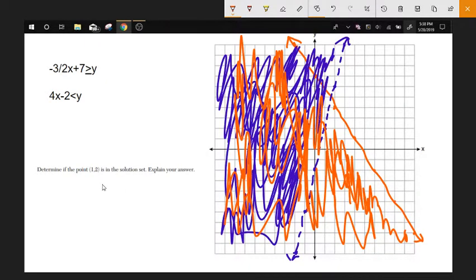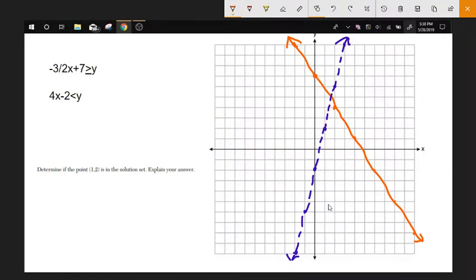And this doesn't have to do with graphing linear equations, but this was also part of the question. Determine if the point 1, 2 is in the solution set. Explain your answer. 1, 2, let's just take away the shading because we don't need it anymore, would be right here. This would not be part of the solution set because remember this is a dotted line, and so 1, 2 isn't part of the solution for this one, and the solution set includes both the solution for the first equation and the solution for the second equation.